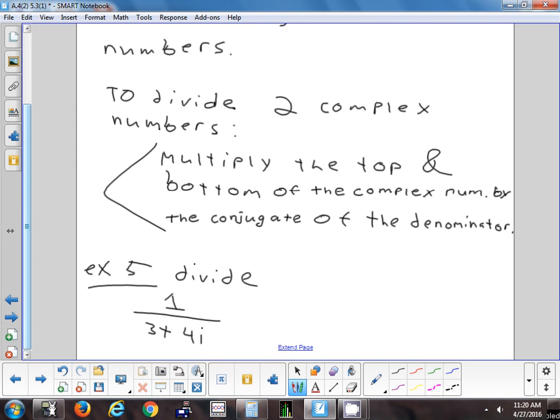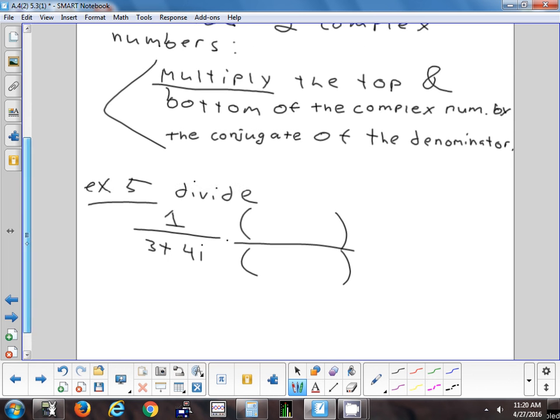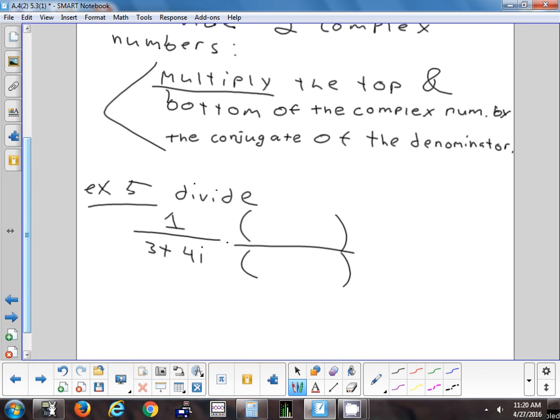All right, and we'll start off with this one. We'll take 1 and we'll divide by 3 plus 4i. So as the directions say, I want to multiply the top and the bottom by the conjugate of what's in the bottom. Kylie, what's in the bottom of this fraction? 3 plus 4i. And what's the conjugate of 3 plus 4i? 3 minus 4i. That's what I'm going to multiply top and bottom by.